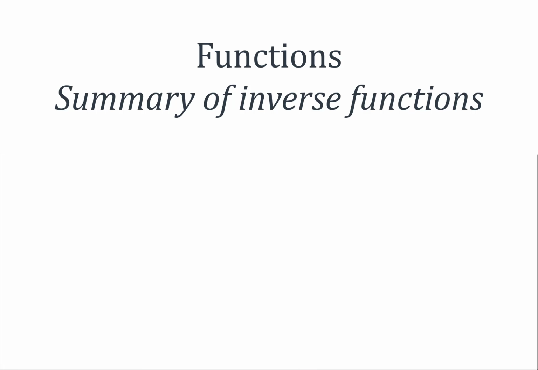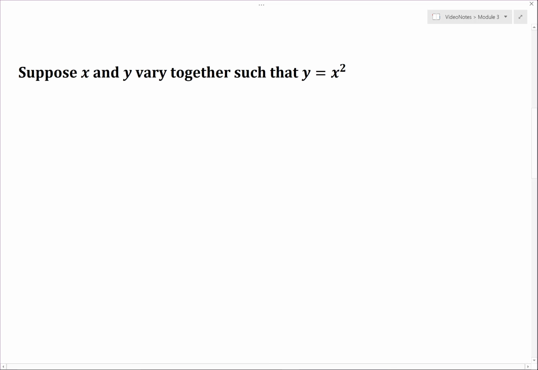In this investigation, we looked at function inverses. Let's consider a couple simple scenarios to review these ideas. First of all, suppose x and y vary together such that y is equal to x squared. Given any value of x, we can determine exactly one value of y just by squaring the value of x. Therefore, y is a function of x.